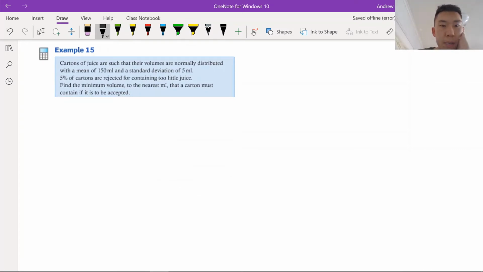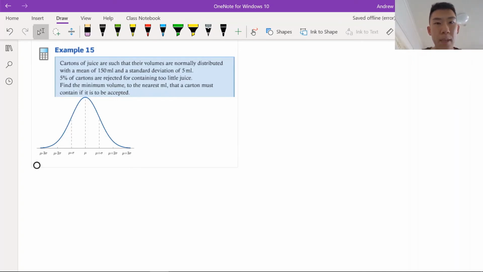Okay, and example 15. Cartons of juice are such that their volumes are normally distributed. So let's get our normal curve up, with a mean of 150 mils and a standard deviation of 5. So I can put in some values here: 140, 135. Find the minimum, if 5% of cartons are rejected for containing too little juice. Find the minimum volume to the nearest mil that a carton must contain if it's to be accepted.